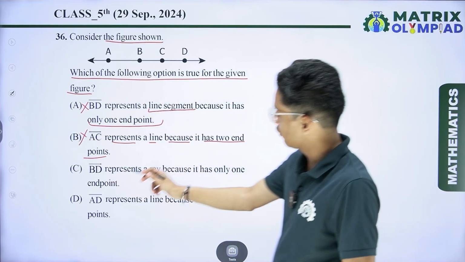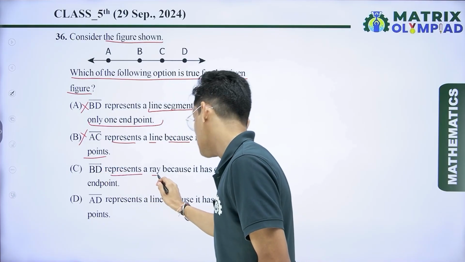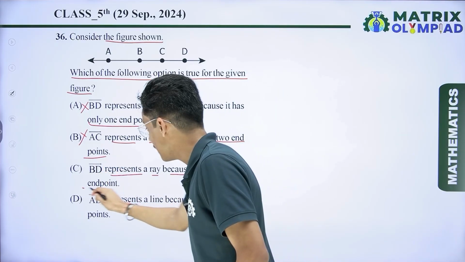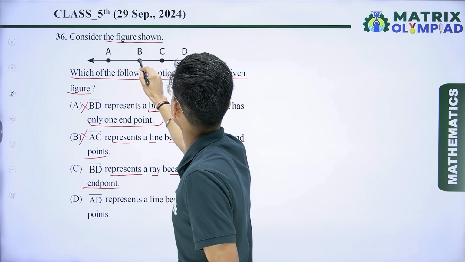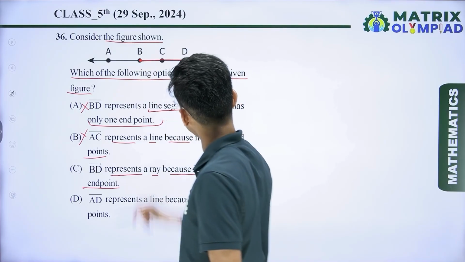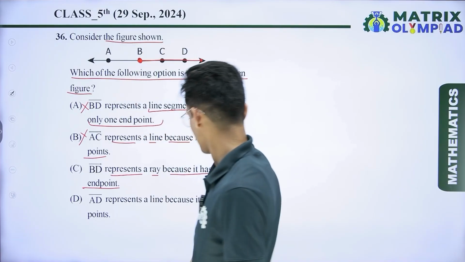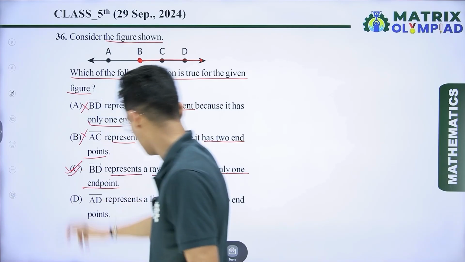Now if I talk about option C, BD represents a ray because it has only one endpoint. Now BD, where is B and D? So I can say that it is a ray. Over here we have one endpoint, so option number C is correct.